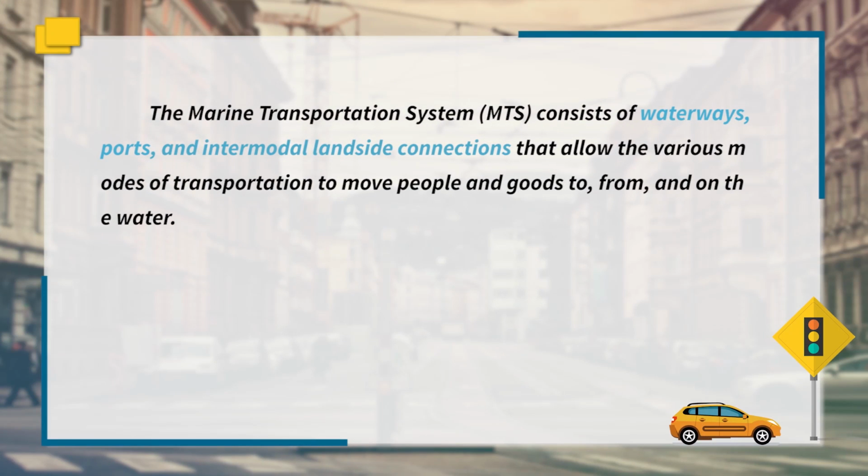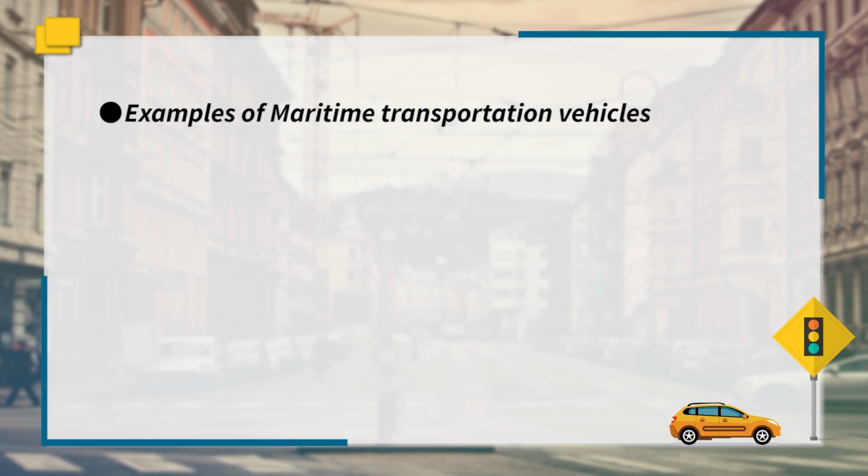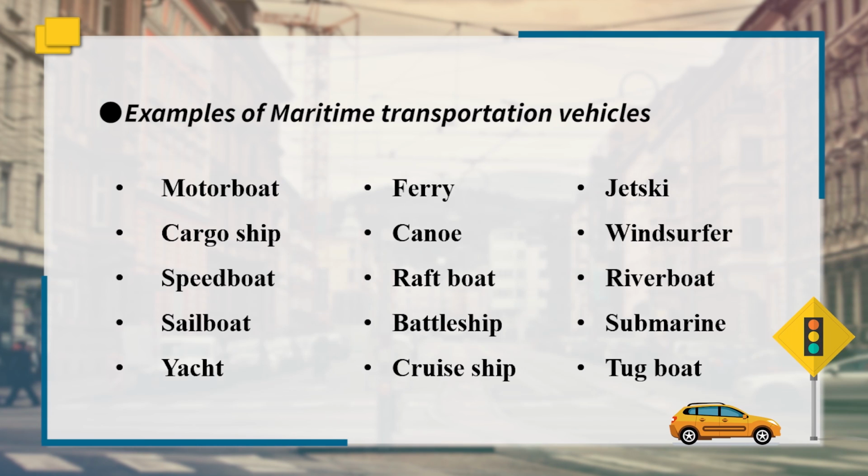And then, what's the MTS? The Maritime Transportation System has waterways, ports, and intermodal landside connections that allow the various modes of transportation to move people and goods to, from, and on the water. Next, maritime transportation vehicles. Water vehicles are suitable for long-distance travel, commuting, cruising, racing, and off-road riding. There are numerous examples of water vehicles which are mentioned below.